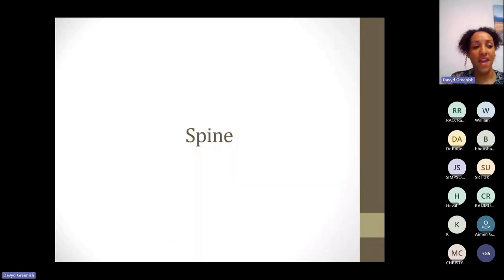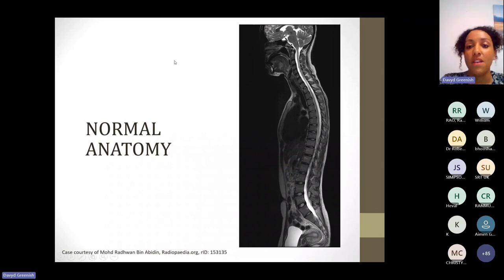Last bit for me. I'm going to talk about the spine quickly. So, normal anatomy. This is just a reminder about the number of vertebrae and the number of nerves, because it's important that if you can tell the level, make sure you are saying what level nerve or vertebral body or whatever the labeling you've got.